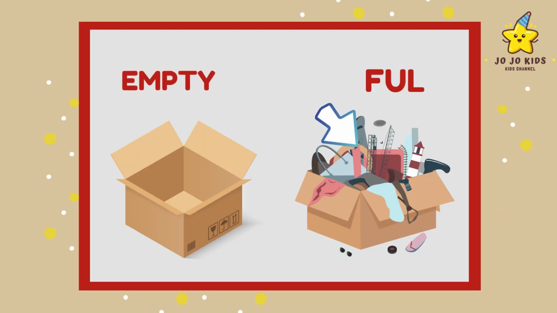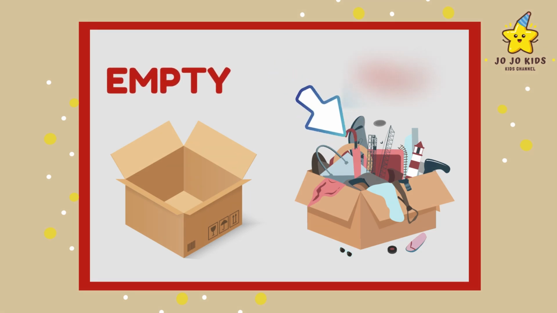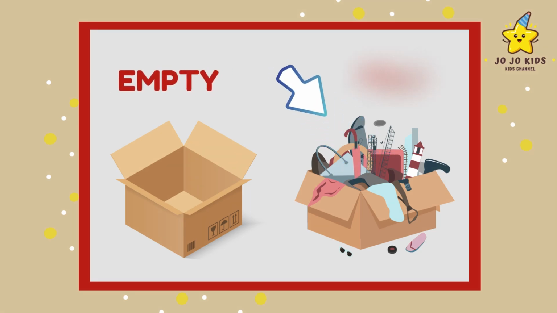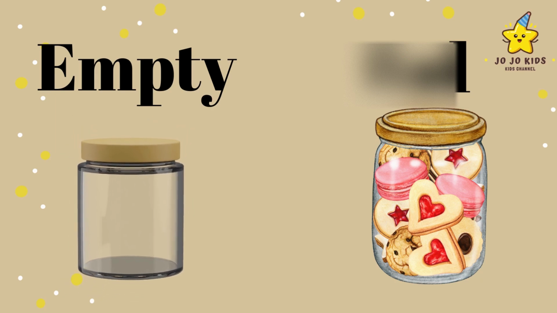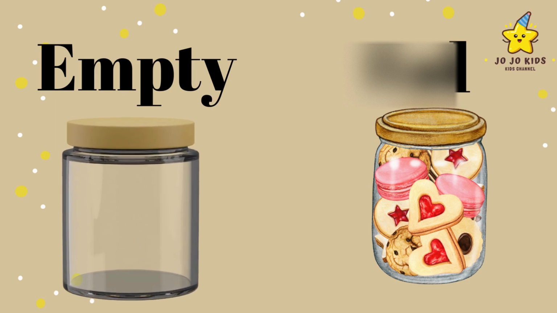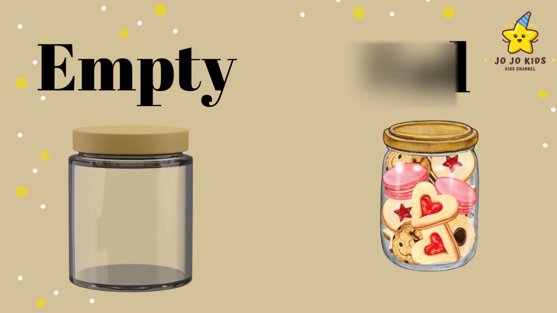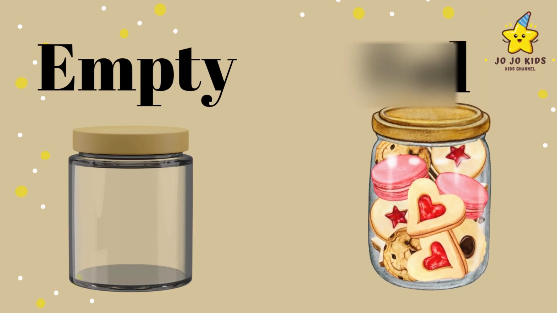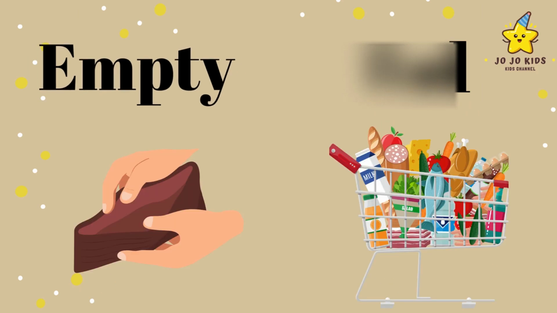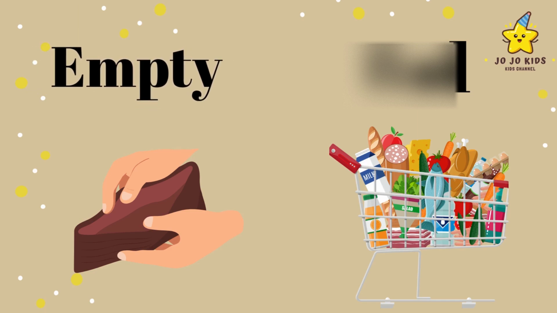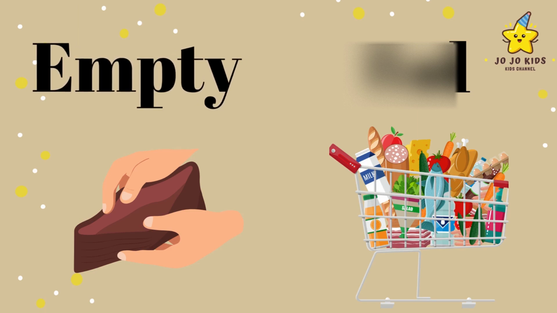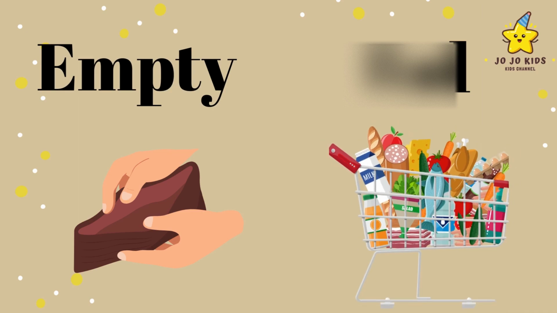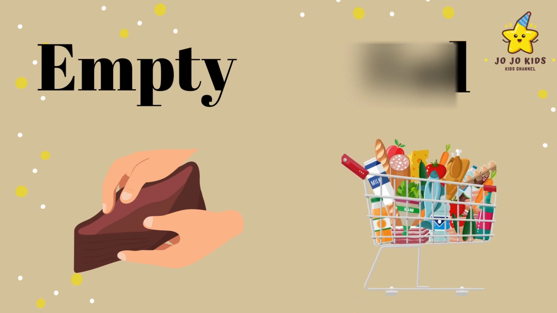The next opposite word is empty, full. Empty, full. This jar is empty. This jar is full. The jar is full of biscuits. The violet is empty. The basket is full.